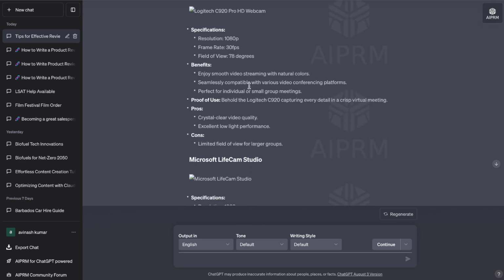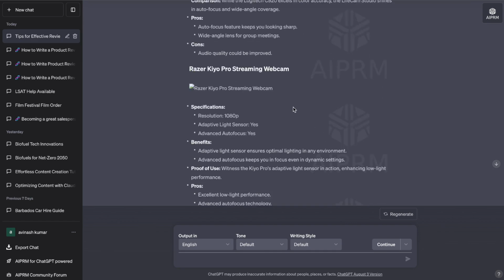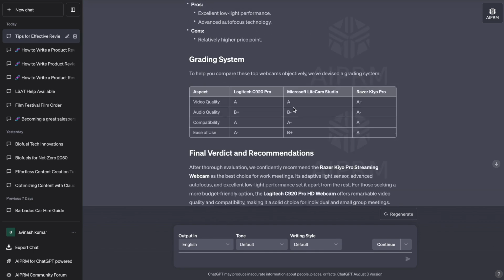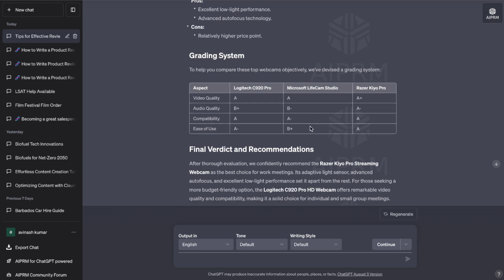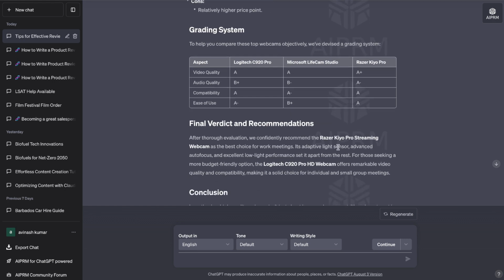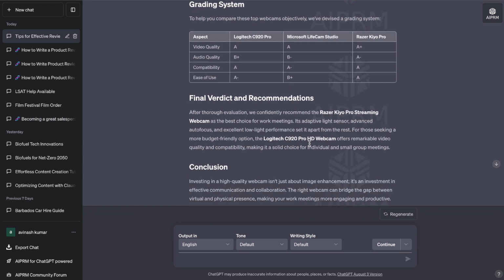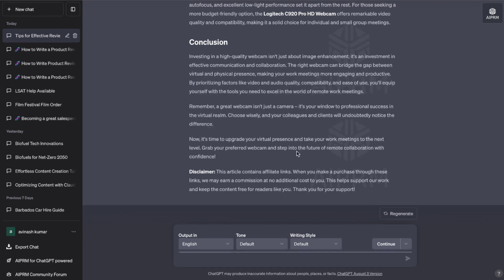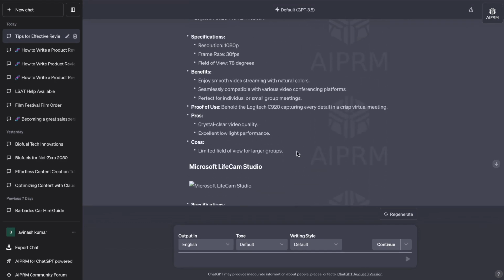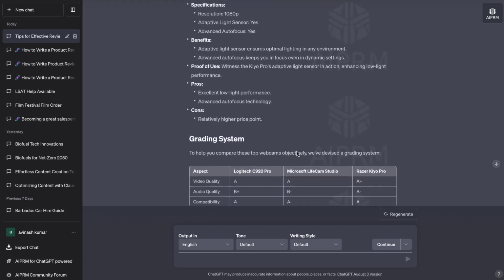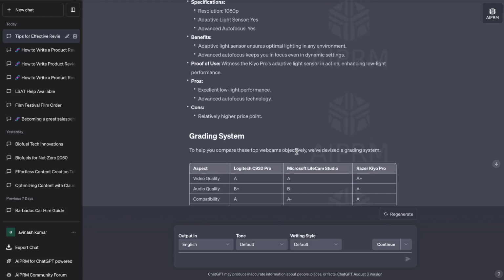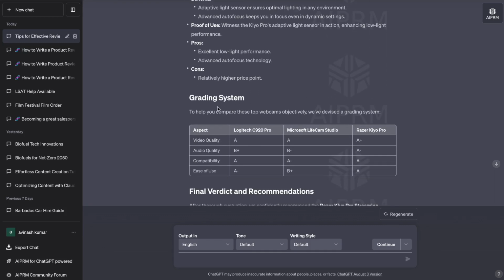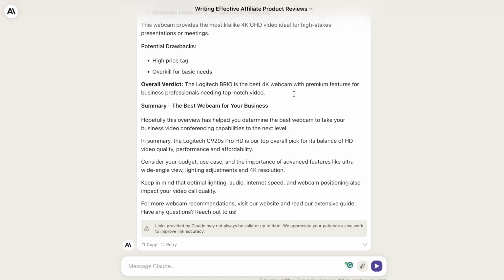We get the specs, the benefits, pros and cons. Again, specs, benefits, pros and cons. We get a grading system. So it grades all 3 of those products, a final verdict and recommendation, and a conclusion. So I would say we got a pretty decent output here. I would like a table that compares the different specs and prices, but I do like the grading system that we got back from ChatGPT.